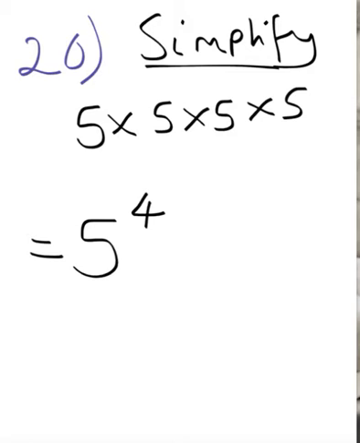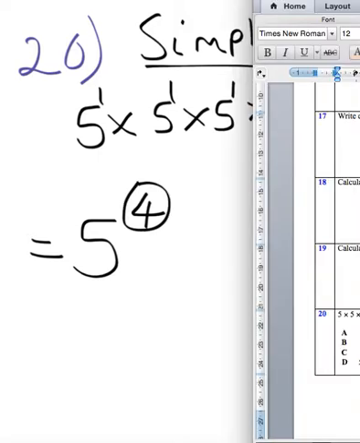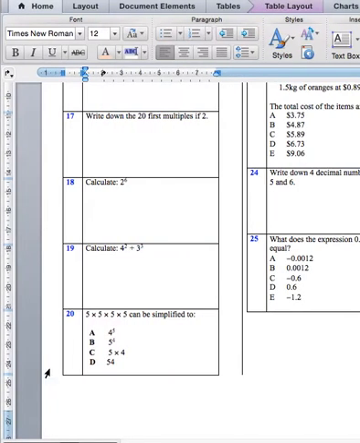And another way of looking at it is, there's an invisible 1 above every 5. And the first index law is when you multiply the same number, you add those 1s. So 1 plus 1 plus 1 plus 1 is your 4. Okay, if that confused you, don't worry. But I thought I'd just let you know what we're actually doing. And so for 20, you should have had B.